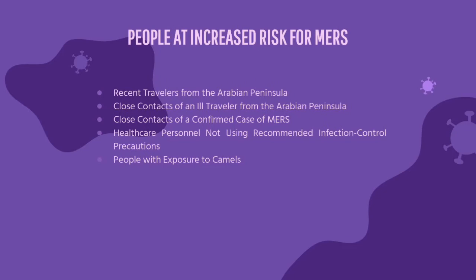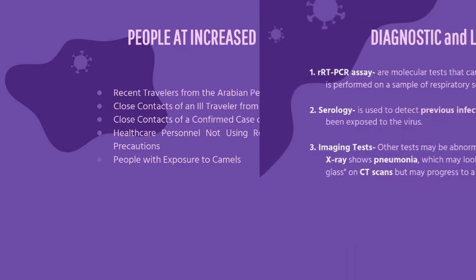People at increased risk for MERS include recent travelers from the Arabian Peninsula, close contacts of an ill traveler from the Arabian Peninsula, close contacts of a confirmed case of MERS, healthcare personnel not using recommended infection control precautions, and people with exposure to camels.